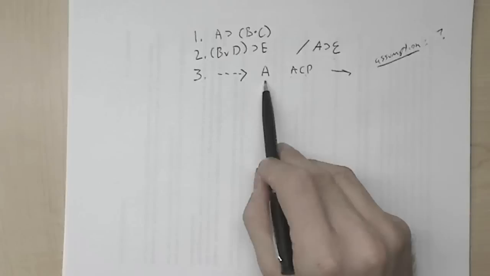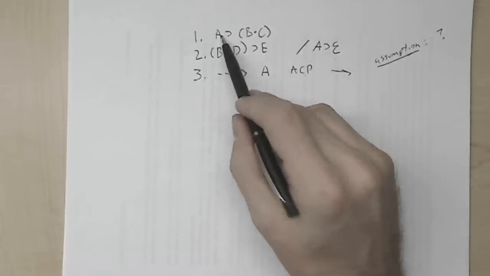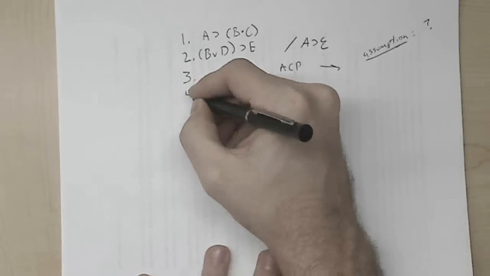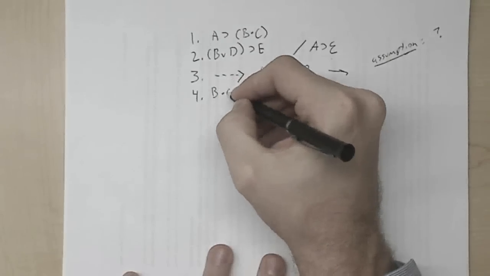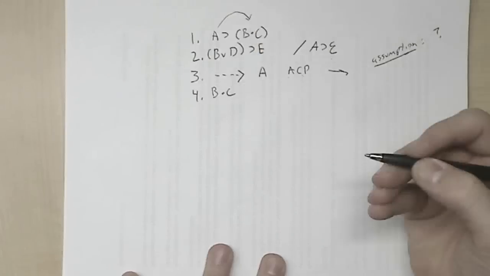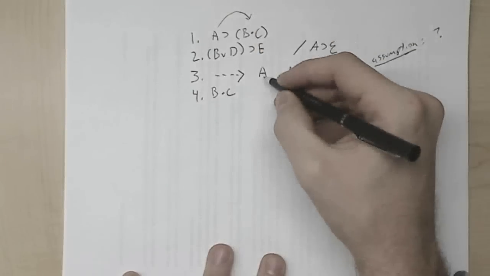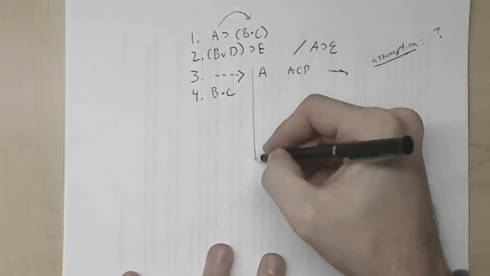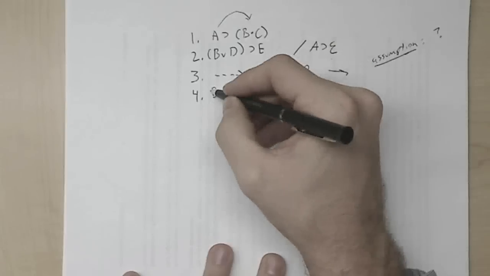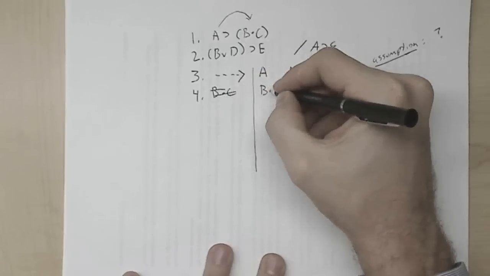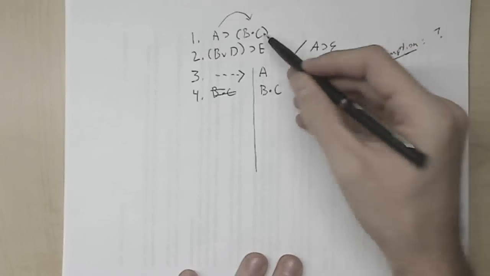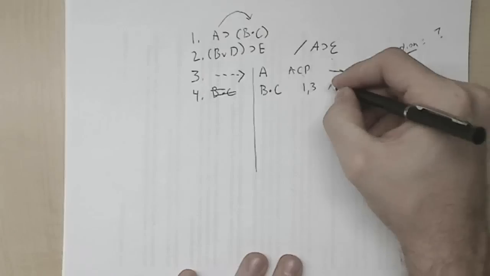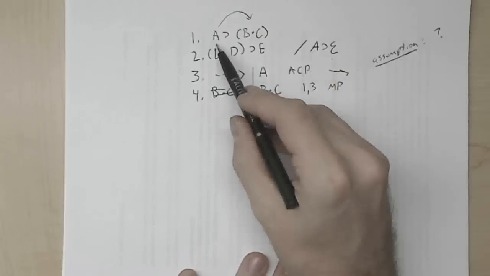So I'm going to assume A. Now that I have A, line 4, I can get B and C, because this unlocks this. I've got B and C, and I'm still going to write it off to the side here. Whoops, I made a mistake there. I should have written it right here. B and C, and then I'm going to put lines 3 and 1, modus ponens, because that's the rule I used.